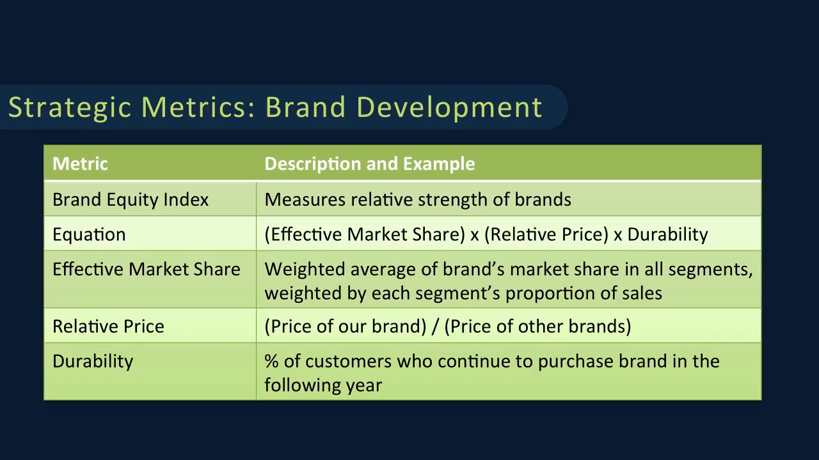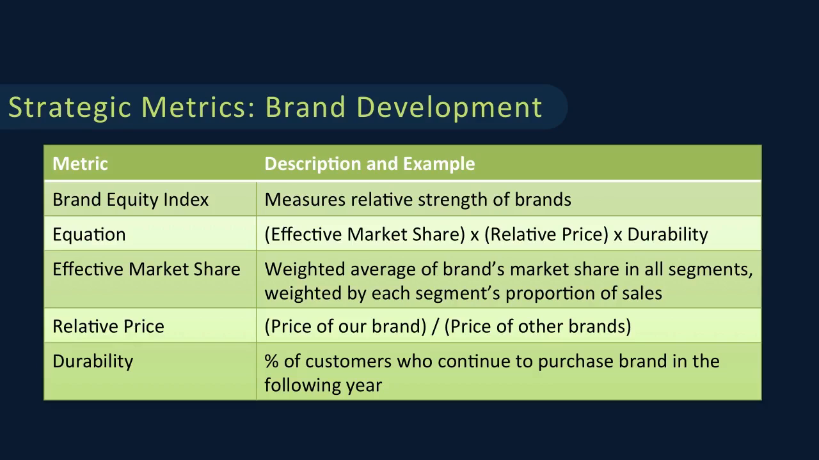We measure the relative strength of brands using the Brand Equity Index. The index is computed by multiplying effective market share by relative price and durability. The effective market share is defined as the weighted average of the brand's market share in all segments, weighted by each segment's proportion of sales. Basically, it's a popularity score.